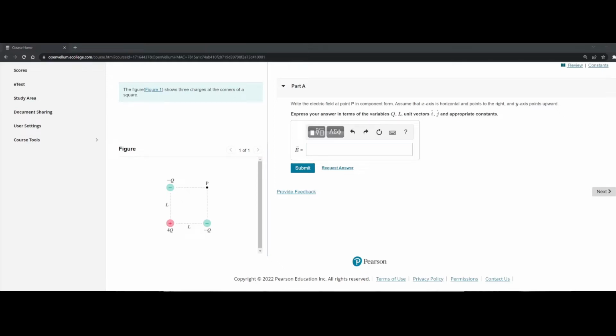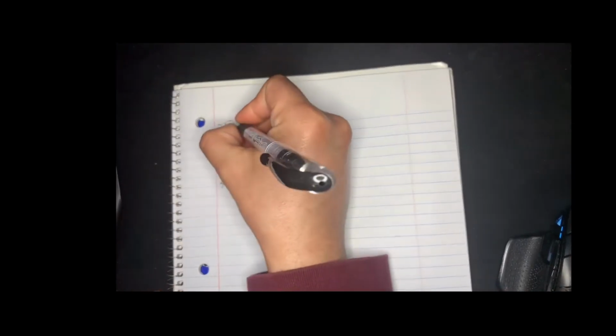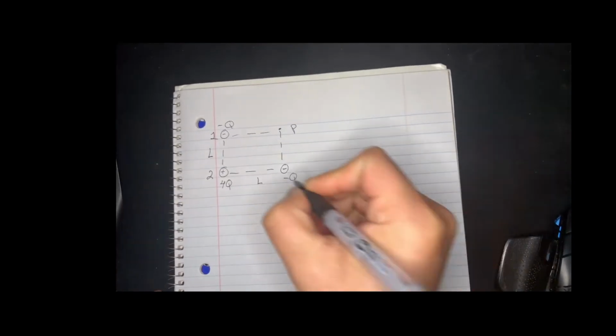Hello everyone. Today we're gonna solve a problem on Master in Physics. The problem says write the electric field at point P in component form. Okay, let's get started. I already have the paper here. First, let's put a number on every charge. Let's name this as 1, 2, this 3.